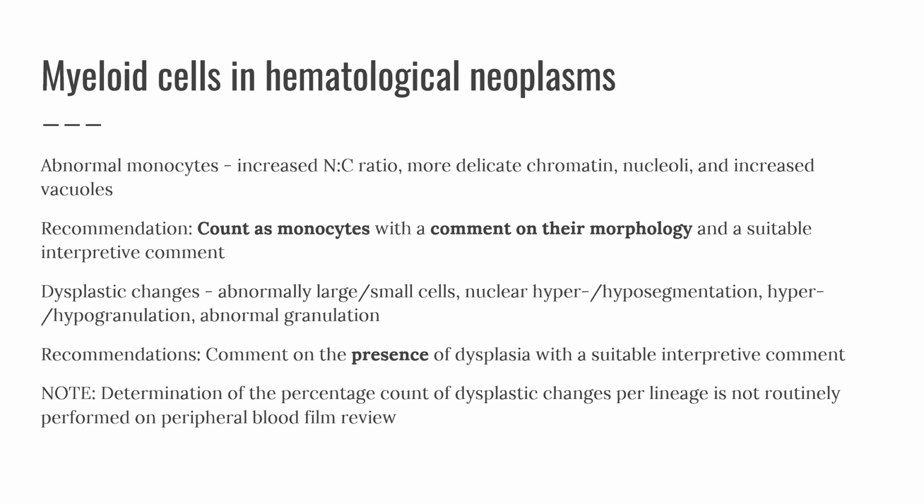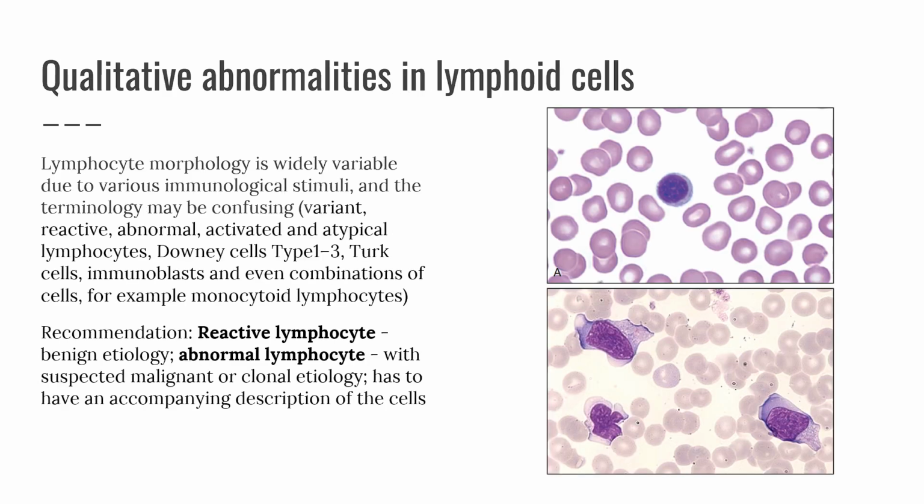Abnormal monocytes are produced due to bone marrow stress or stimulation, for example, infections or growth factor administration. They appear as large cells with increased NC ratio, more delicate chromatin, prominent nucleoli, and increased vacuolation. Abnormal monocytes should be counted as monocytes with a comment on their morphology. Dysplastic changes may be seen in your peripheral cells. However, we only have to comment on the presence of dysplasia, and we do not have to grade the dysplasia, as that should be done in the bone marrow smears.